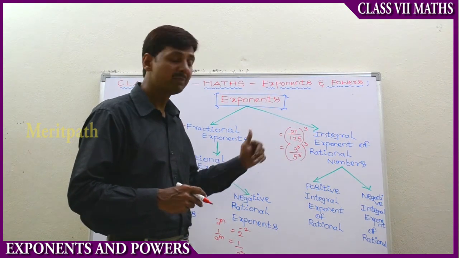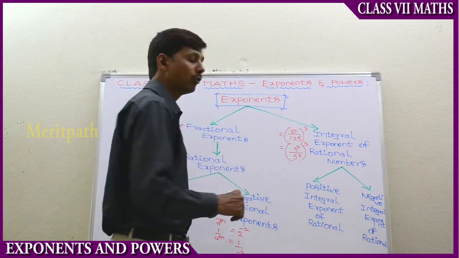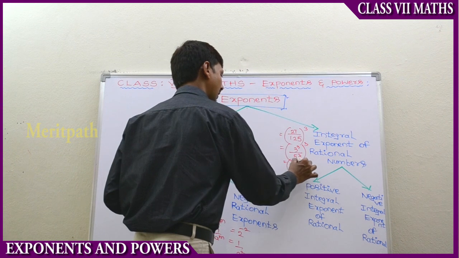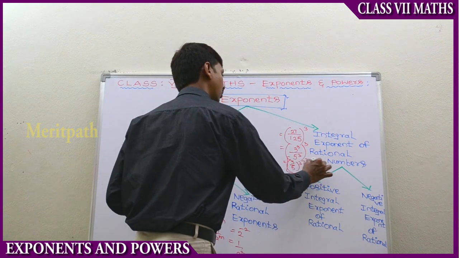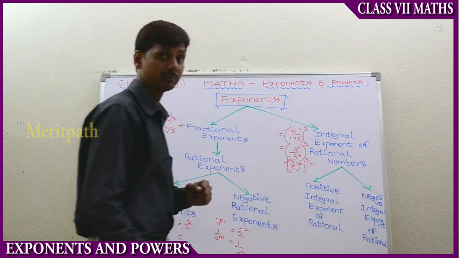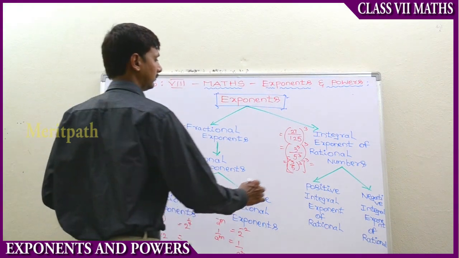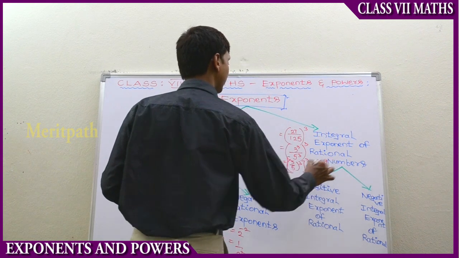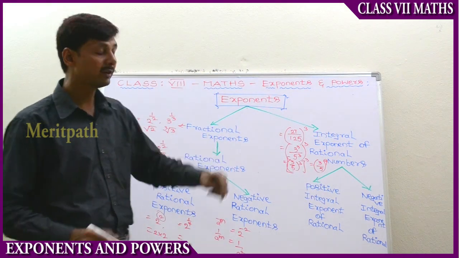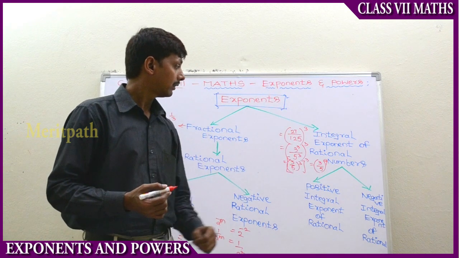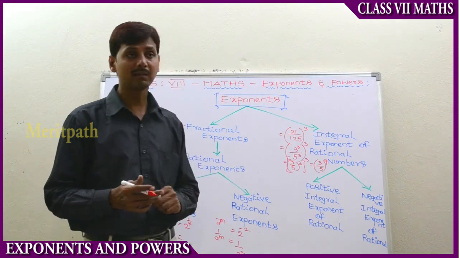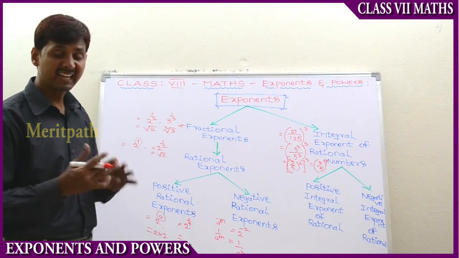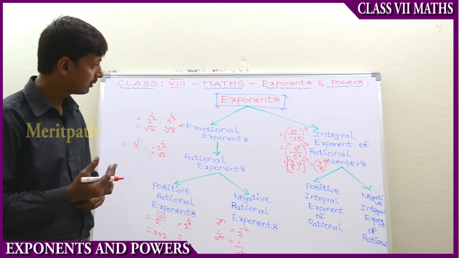So this can be simplified. 3 by 5 whole power 3, whole power 3. Power to the power we write: 3 by 5 whole to the power of 9, since 3 into 3 becomes 9. This is an integral exponent of a rational number, and it can be positive or negative. The positive one we already have here.